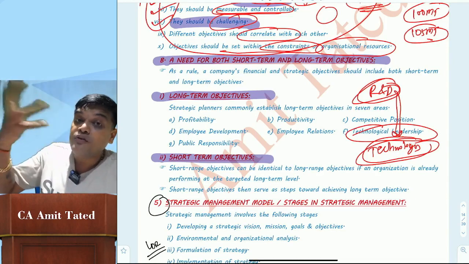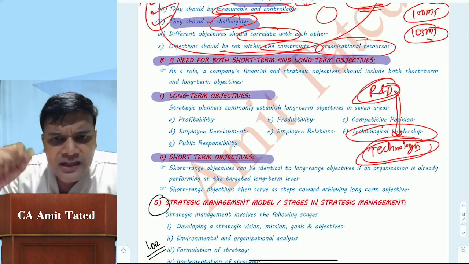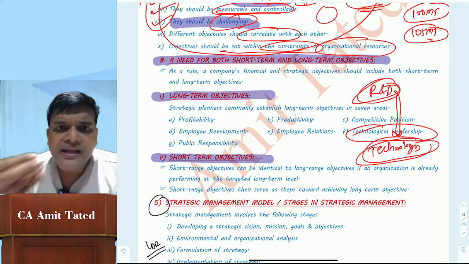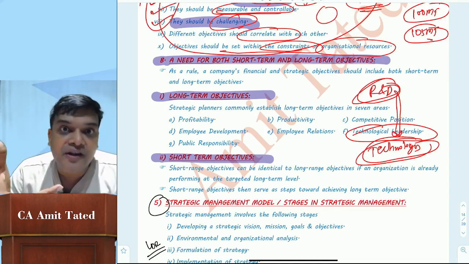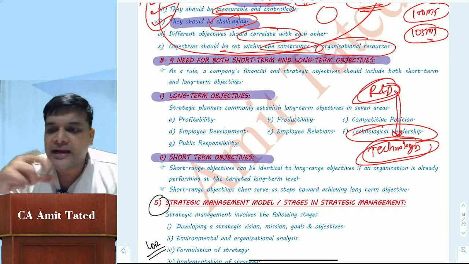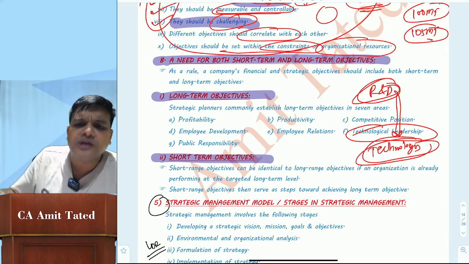So if you focus on the R&D department, do you think Lays will also have an R&D department? Yes, but their R&D department will not search on Apple technology. They will search on flavors, new requirements, something like that. That's what you need to understand. So that is the long-term objective, something like that.